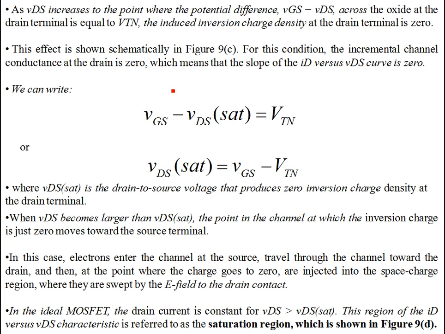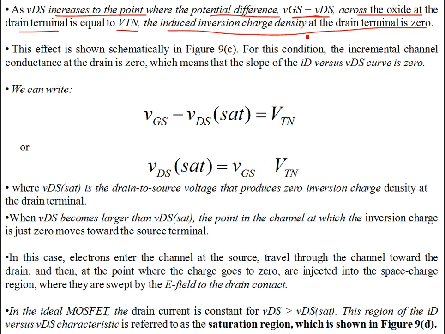Now, these equations explain the same scenario. As VDS increases to the point where the potential difference between the gate and the drain voltage, with respect to the source, across the oxide at the drain terminal is VTN, the induced inversion charge density at the drain terminal is 0. So it says the same thing.